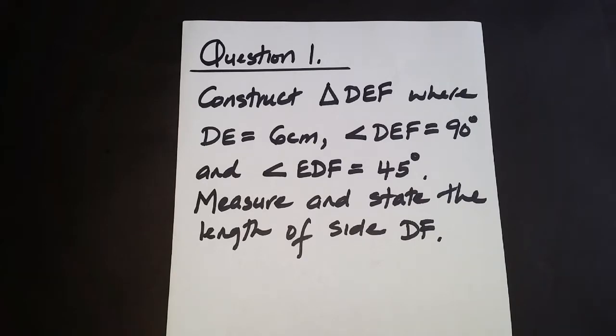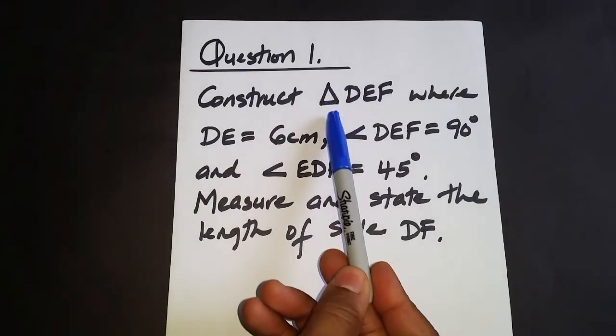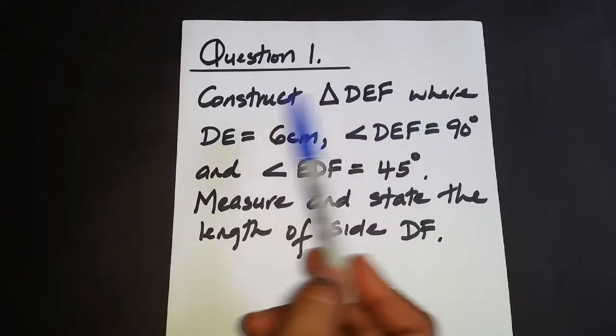Alright guys, welcome back, and we're looking at question 1 here. It says construct triangle DEF where DE is 6 centimeters, angle DEF is 90 degrees, and angle EDF equals 45 degrees. Measure and state the length of side DF. Now again, we're asked to construct a triangle here. The triangle is called DEF.